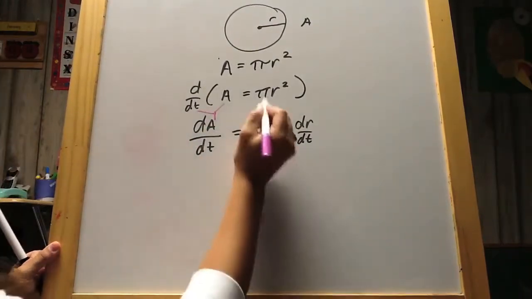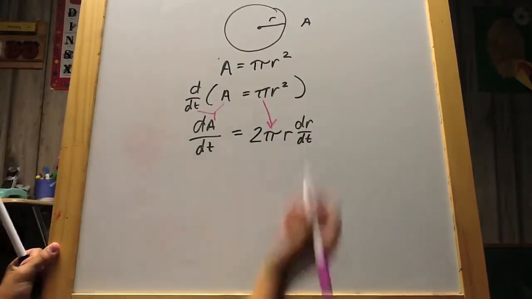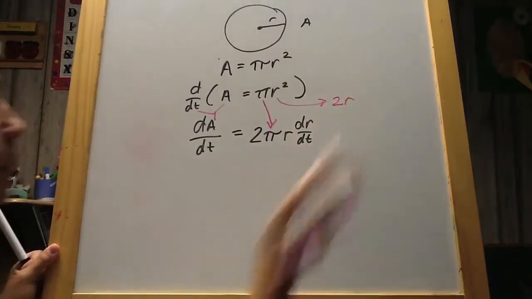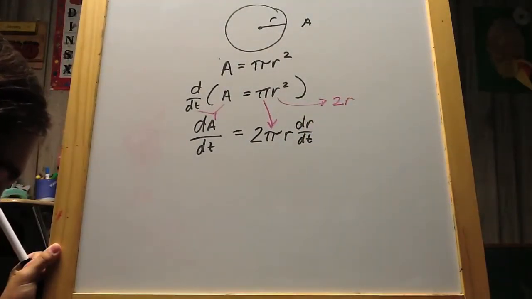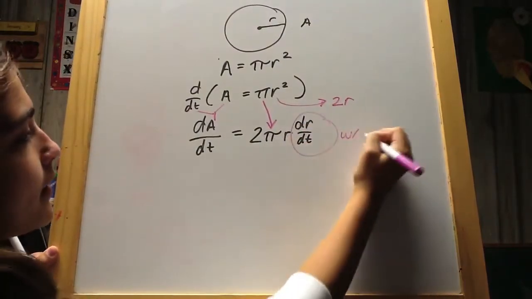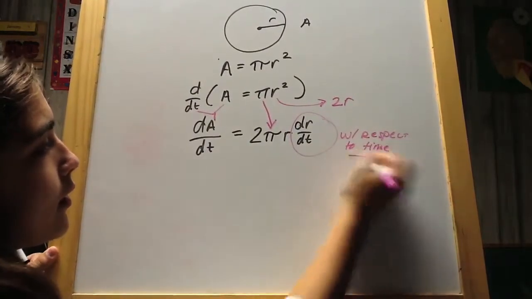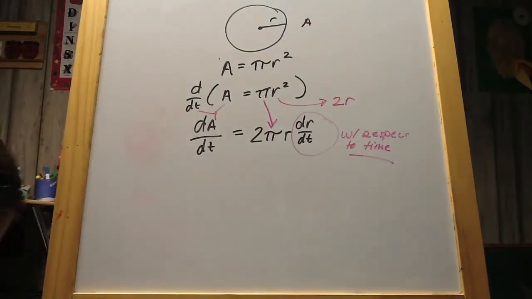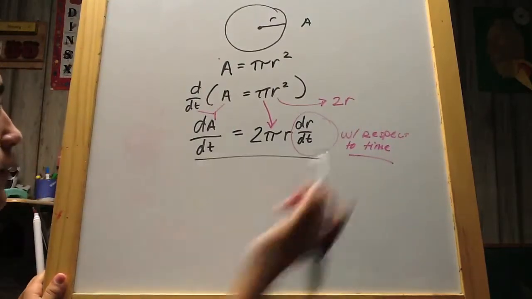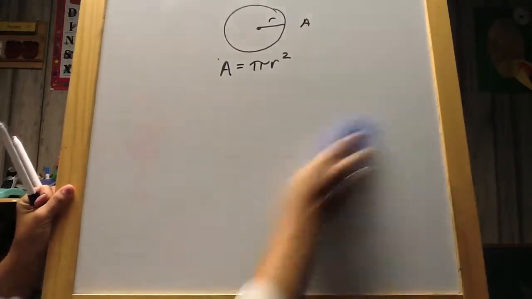Pi is just a number, so that remains constant throughout the derivation. Next we have r squared. The derivative of r squared is 2r, but we also need to add in the dr dt because that is how the radius changes with respect to time changing. So now the whole equation is dA over dt equals 2 pi r dr over dt, which means the rate that the area of the circle is changing at some point in time is equal to 2 times pi times the radius at that moment times the rate the radius is changing at that moment.